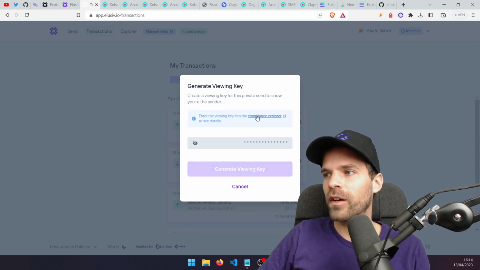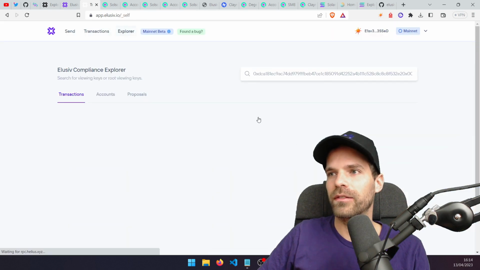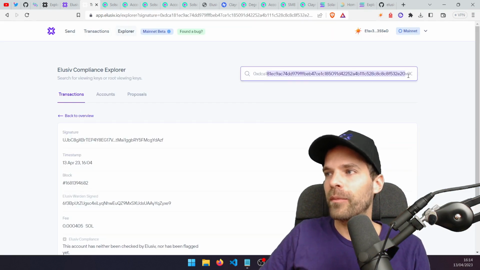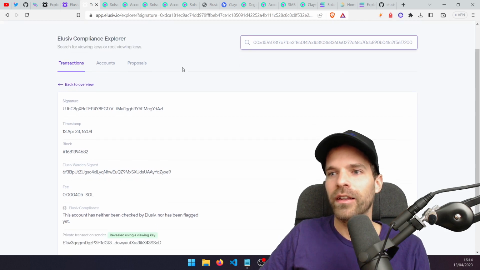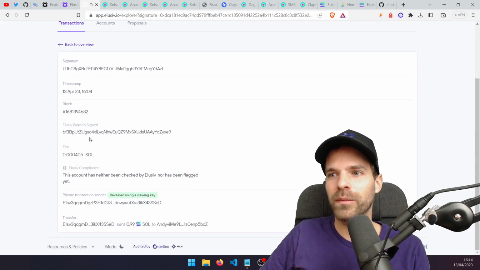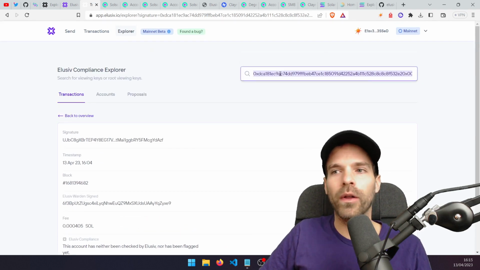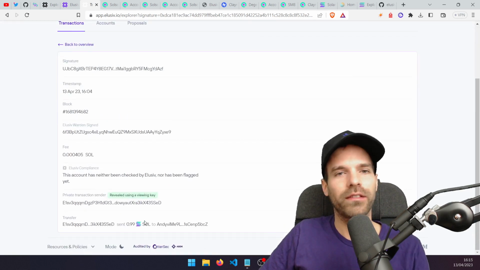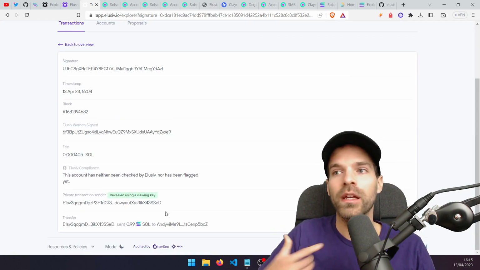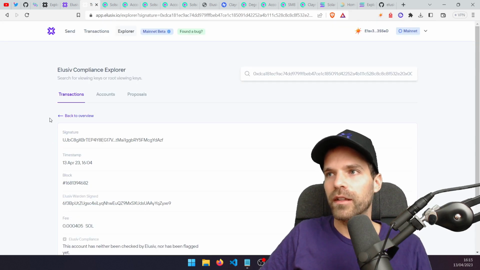Enter the viewing key into the Compliance Explorer to see the details. There's the Compliance Explorer, and if we put our viewing key in here, then we can see at this timestamp for this fee and the sender, this is revealed using the seed, using the key. And essentially we have a transfer from here to here. So with this key, I can make this public again, and I can send that key to anyone now to prove that this transaction is legit and is from me. And yeah, that's pretty cool.